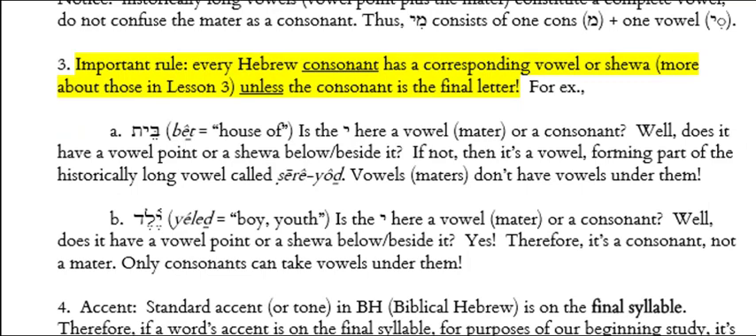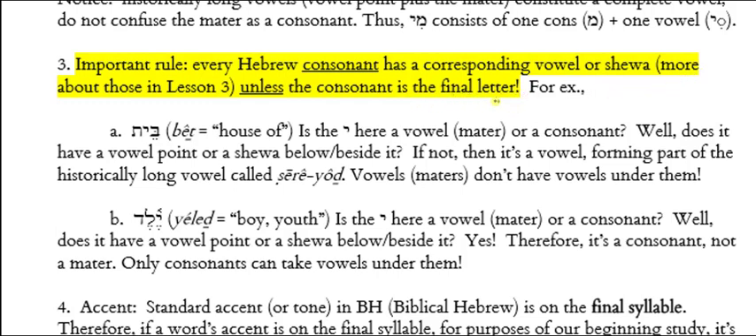Let's look at rule number 3 here, or point number 3. This is a very important rule for Hebrew. We are going to make reference to this quite frequently as we analyze syllables. Every Hebrew consonant has a corresponding vowel or shava symbol, and we'll learn more about that in lesson 3, unless the consonant is the final letter.